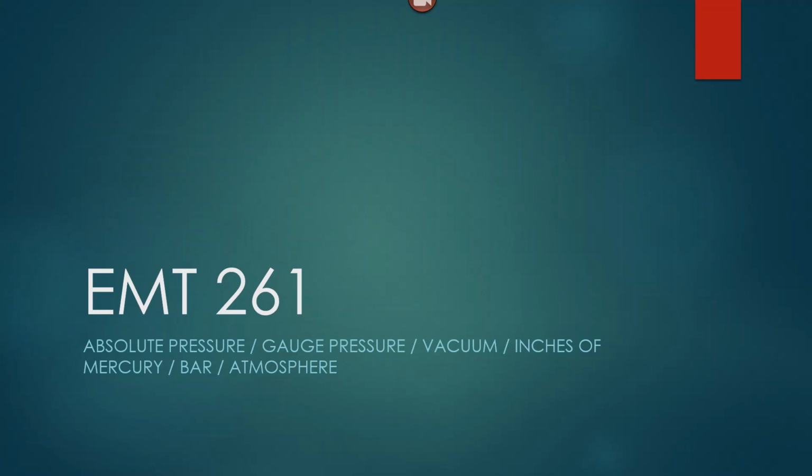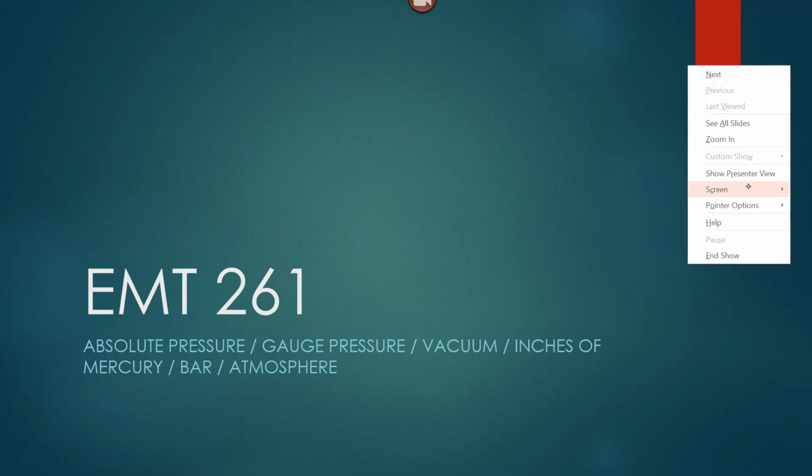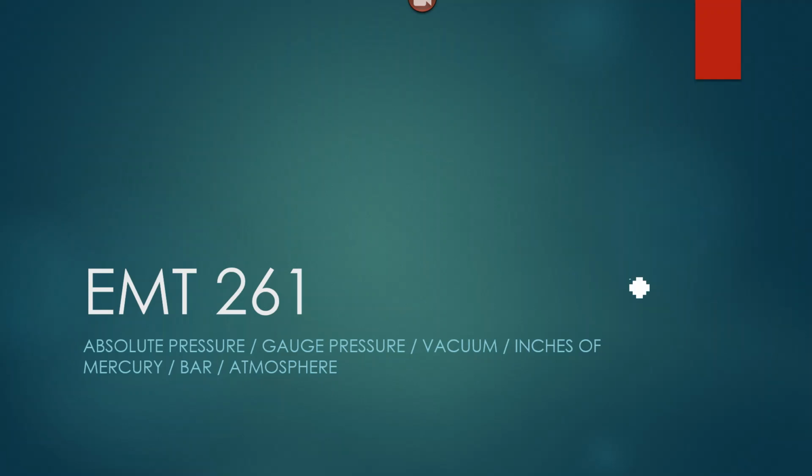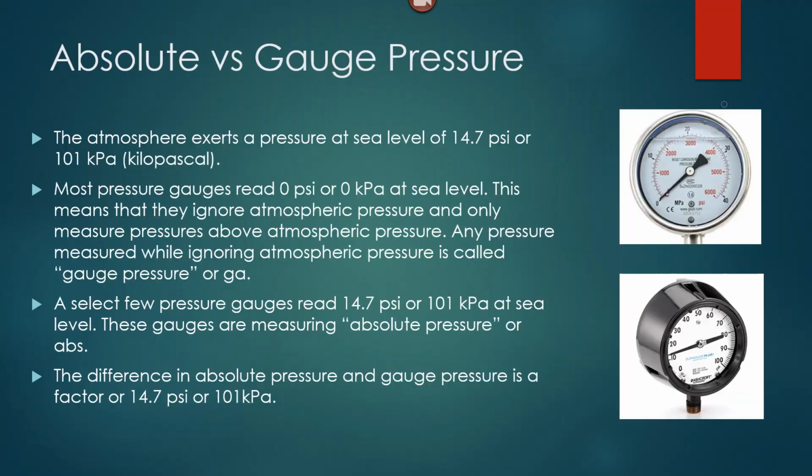Okay, so today we need to talk about pressure again. That should be a pretty short presentation, but basically we need to talk about the different types of pressure that we commonly run across. Two of the types of pressure that we're going to run across in PSI are gauge and absolute pressure. So what is gauge pressure?